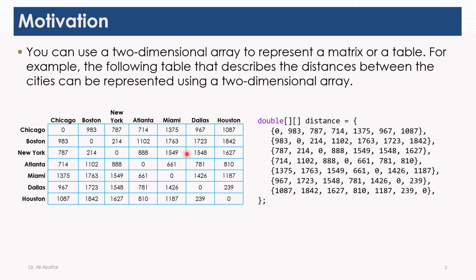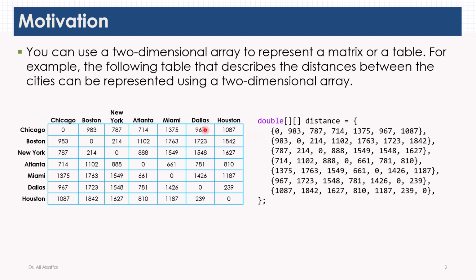Suppose that the name of the array is called distance, and here is how we declare two-dimensional arrays: we have two square brackets. The first square bracket is for the first dimension, the number of rows, and the second square bracket represents the number of columns. We have to fill the data row by row. When we want to initialize two-dimensional arrays, this is how we do it. We fill the data row by row.